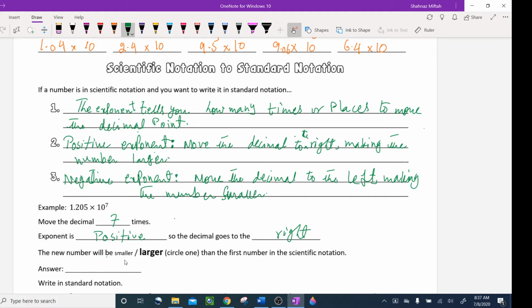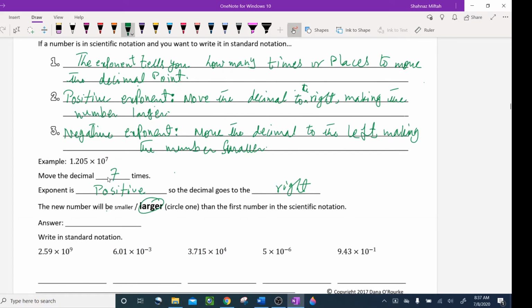The number will be smaller or larger? It's going to be larger than the first number in the scientific notation. So how should the answer look? I'm moving this decimal to the right, right? So 1, 2, 3, 4, 5, 6, and 7. If you don't have numbers, you put zeros. So I have 1, 2, 0, 5, and I have 4 zeros at the end. So we can put the commas to write it in standard notation.